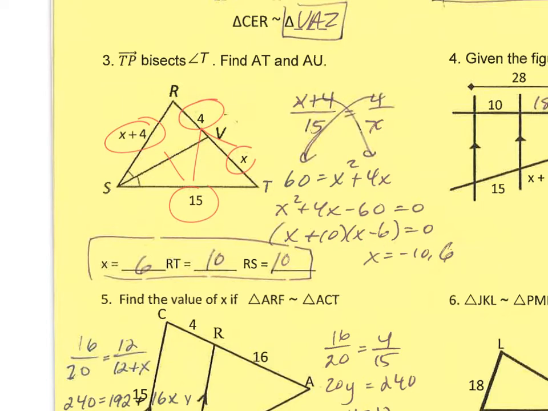Now you factor that, so it multiplies to negative 60 but adds to 4. In this case, you get 10 and negative 6. So when I get the answers, negative 10 is one of them, and positive 6 is my answer. Negative 10 is actually not a valid answer because negative 10 cannot be the length of a side, right? So therefore I got RT and then RS. So that's what I got there.